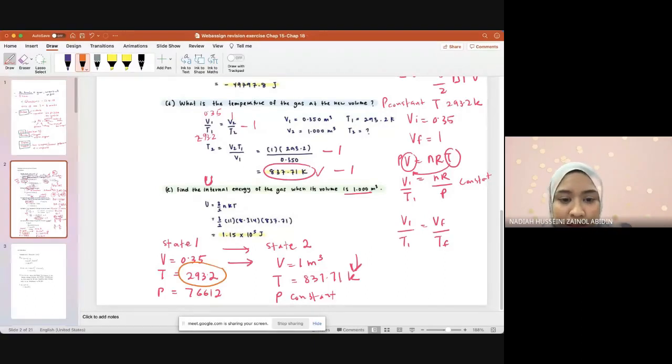Okay, so with that said, U equals 3 over 2 nRT. So Farah used the new temperature, and N is constant. So this is the final answer. You can also write this as 3 over 2 PV, where your answer will still be the same. Do I have my calculator? Let's try.